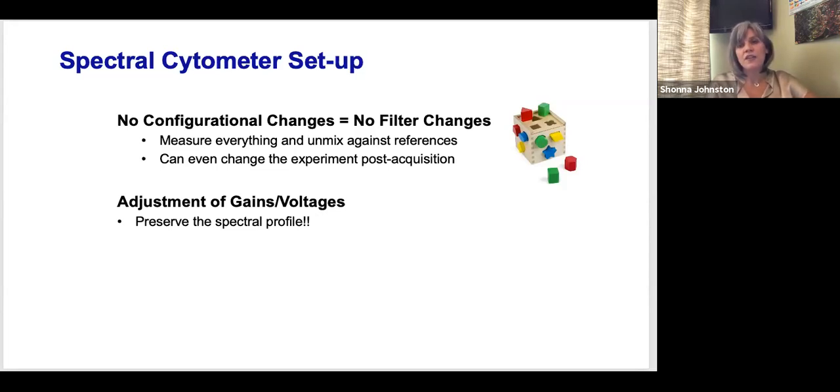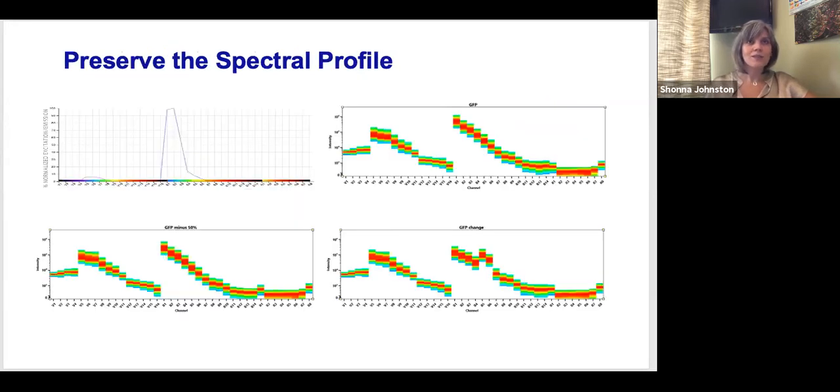But the main thing that differs between spectral flow cytometry and your filter-based systems is the adjustment of the gains and voltages. It's so important that you preserve your spectral profile. So I did a little test on the machine, looking at GFP beads. This is a reference spectra that I looked at from the Cytek website, so I had some idea of what I should expect it to look like. I then ran some beads, and you can see we've got quite a nice GFP signal here.